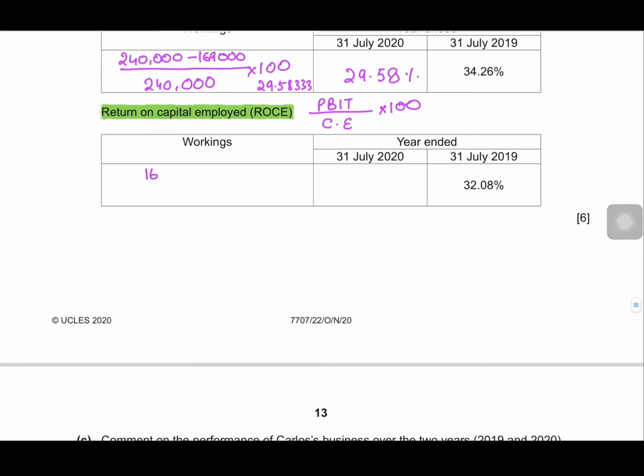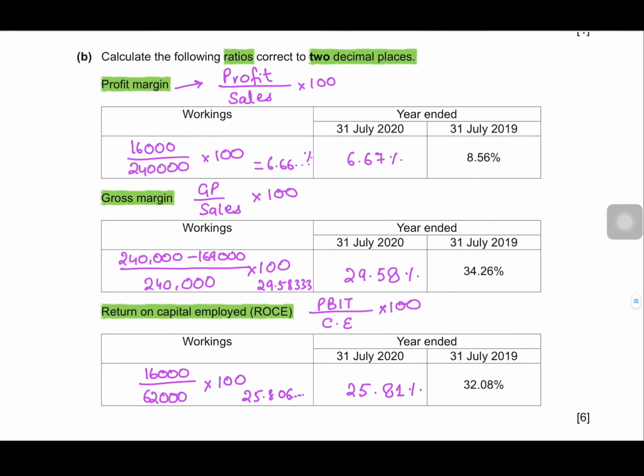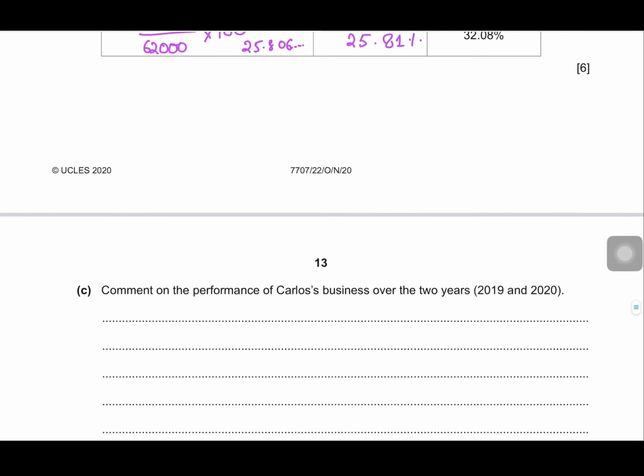The profit is $16,000 and the capital employed is 62,000. So multiply by 100, that would be 25.80645,161. So round it off and that would become 25.81%, right? So as we can see in all of these ratios that in the current year, Carlos' business hasn't performed really well, as all the ratios have fallen as compared to last year performance, right? So this was part B. Let's move to the next part.